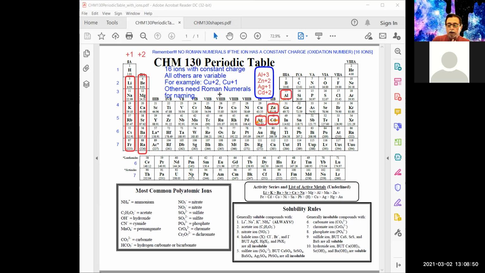So we don't know the oxidation numbers of those, and so we have to give them a specific name, and we use Roman numerals, and we'll get more into that in a second. We use Roman numerals to determine which one we are talking about. It's kind of ambiguous, right? Because we have copper 2, copper 1, which one? How do we distinguish them? Well, we use Roman numerals, and we'll talk about that.